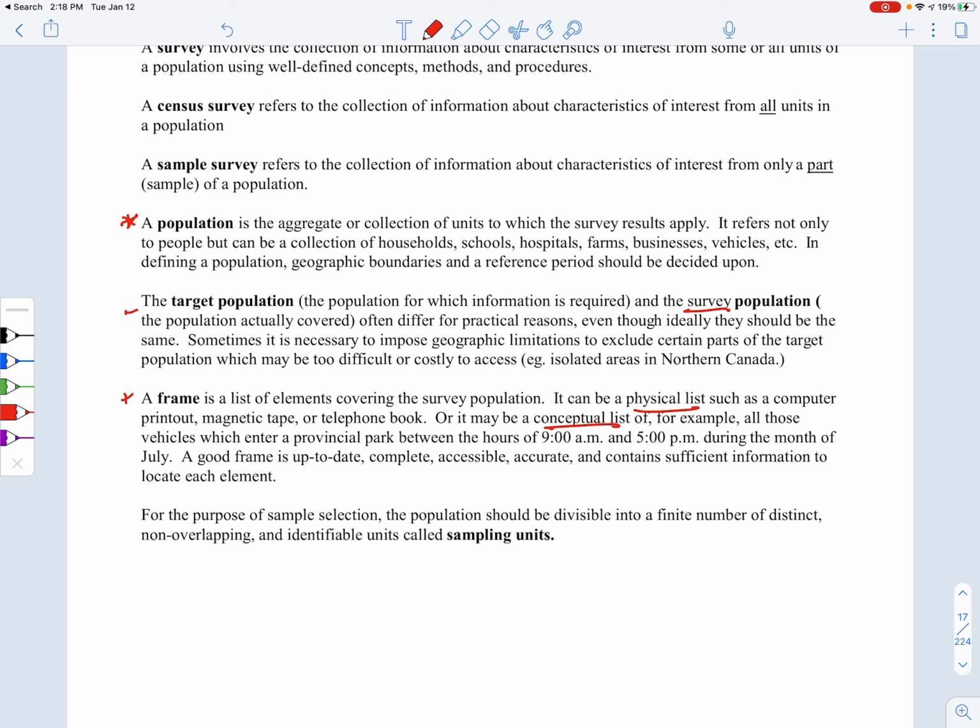But let me just back up here in terms of a physical list. If you're surveying, say, DBA students, depending on the type of survey that it is, if it's something that the dean wants information about, then you may be able to go to the dean's office and get a list of all of the emails of DBA students. So that would be the frame.